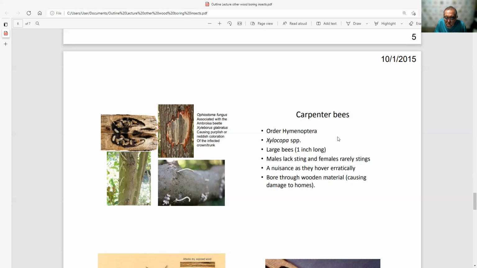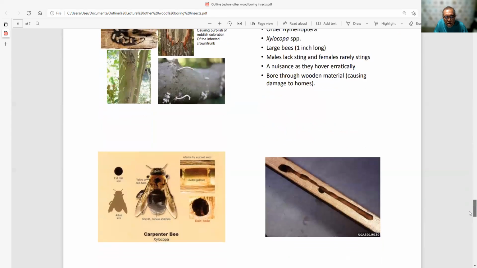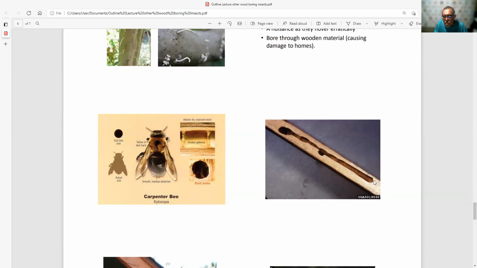So they don't have the sting, although they look large and threatening. In that case, they are not particularly dangerous. But they are a nuisance as they hover erratically. Dia akan terbang di atas kepala. They bore through wooden material, causing damage to homes. And this is how it looks like. So this is the structure that is being bored through by Xylocopa, carpenter bees, lebah tukang.